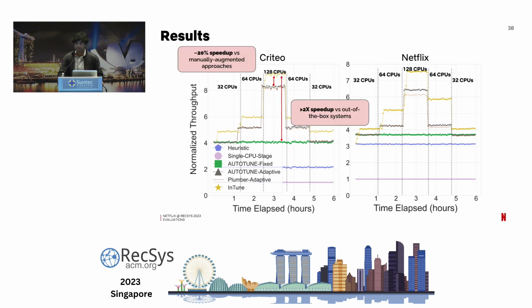And what we see here is that against manually augmented approaches where the human is intervening to help with auto-scaling procedures, InTune is still as much as 20% faster than these approaches. And against out-of-the-box systems, it's often more than 2x faster in terms of data pipeline throughput. And this is true both on the Criteo dataset and as well as our internal Netflix data pipelines.